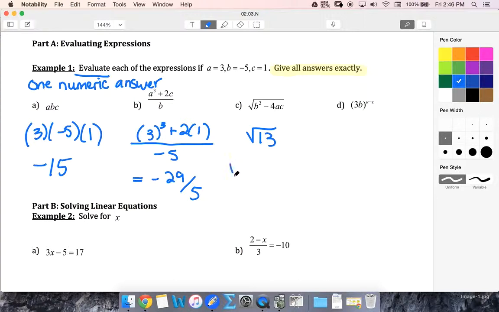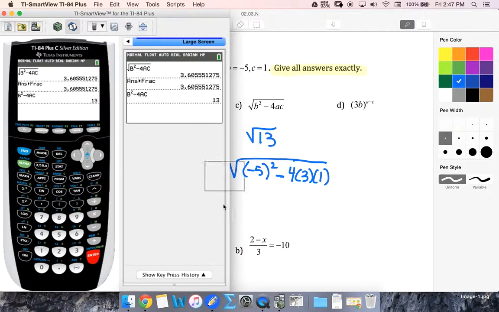If I want to show a bit more work, it's the square root of -5 squared. These parentheses are essential because the whole thing is getting squared, not just the 5, minus 4 times A times C. And again, it's great in that case to use our calculator.